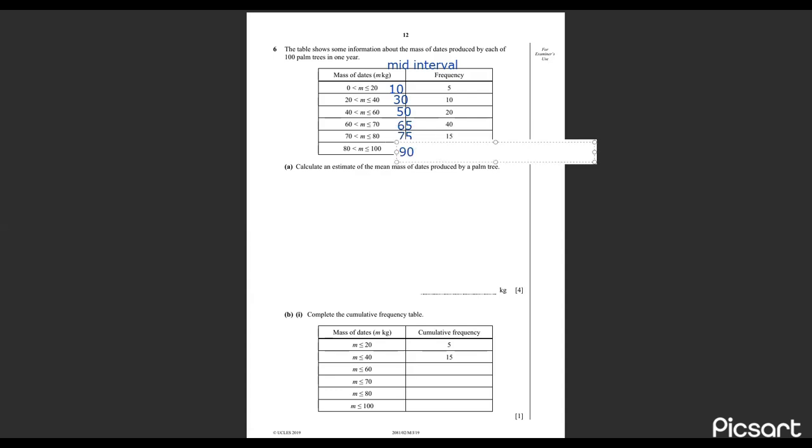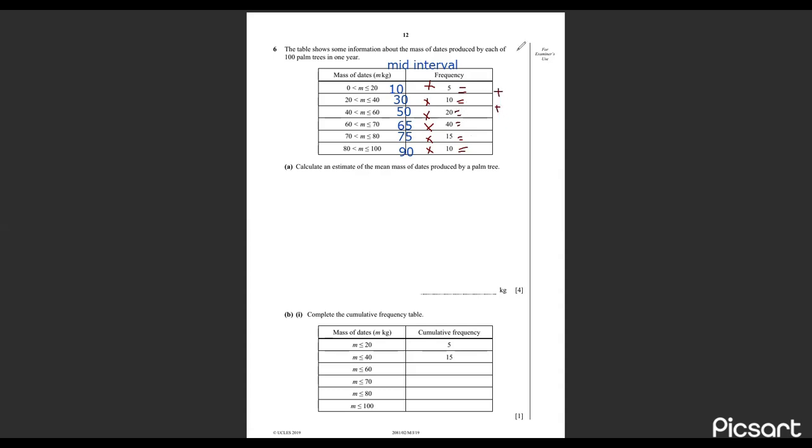I'm going to take this mid-interval. Then we multiply the mid-interval by the frequency. Then we get the final answer for this. And we add them all. So we're adding them all.